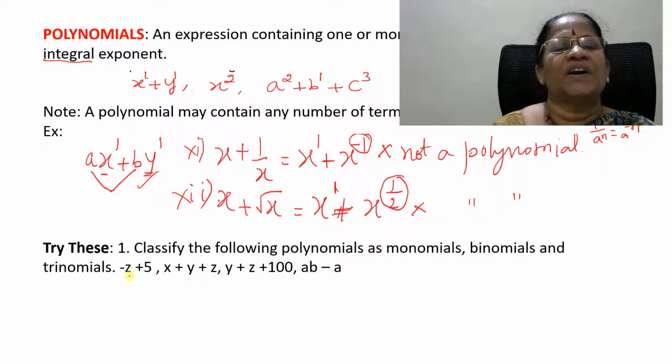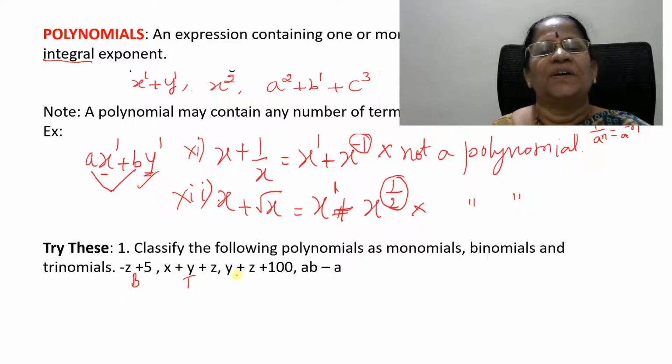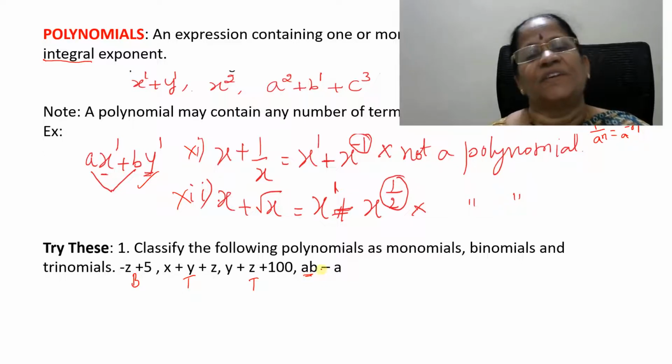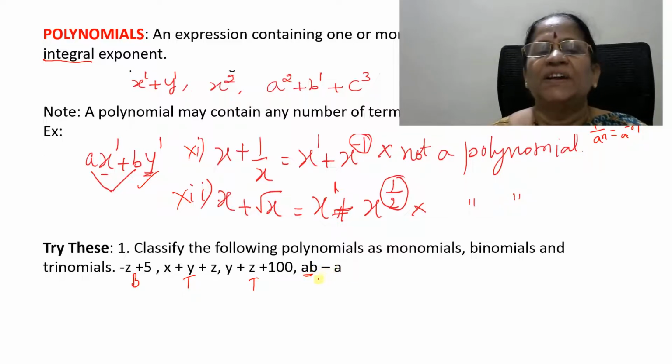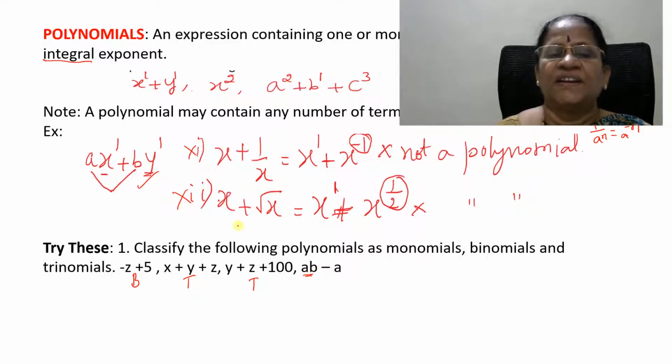See, this expression contains two terms. It is a binomial. And x plus y plus z, this contains three terms. It's a trinomial. Y plus z plus 100 is a trinomial. AB minus A. Now don't consider that these two are different terms. AB is a single term. They have multiplication in between. Therefore, it is a single term. AB minus A is a binomial.